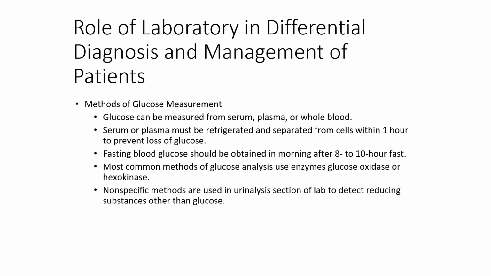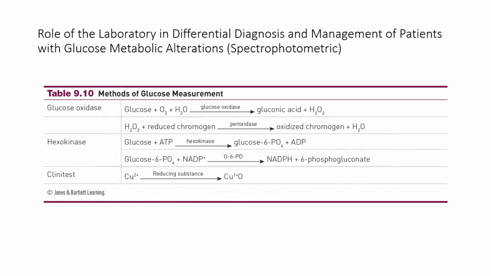Fasting blood glucose should be obtained in the morning after an 8 to 10 hour fast. Most common methods of glucose analysis use enzymes, glucose oxidase or hexokinase. Nonspecific methods are used in the urinalysis section of the lab to detect reducing substances other than glucose. So this shows some of the common methods for glucose measurement.